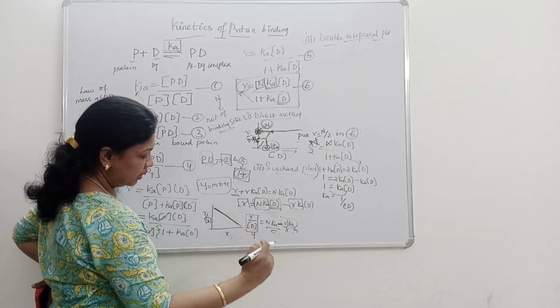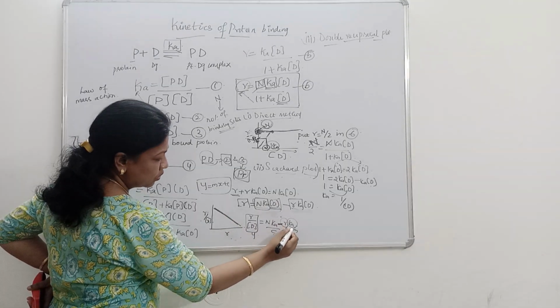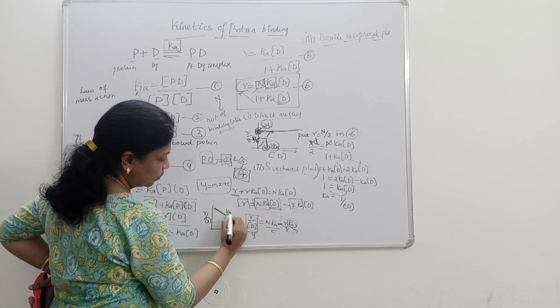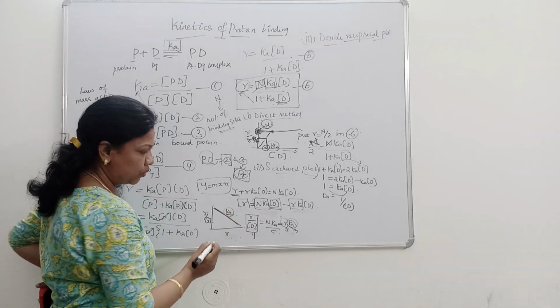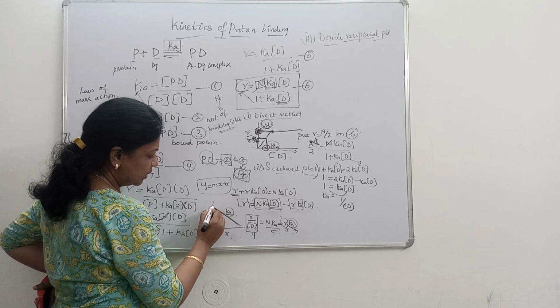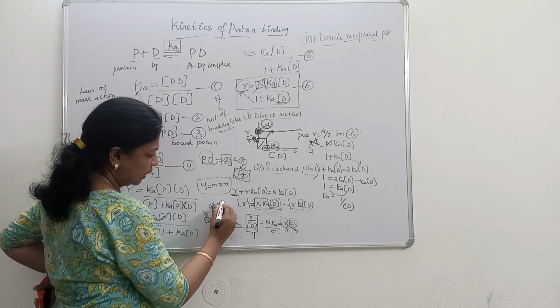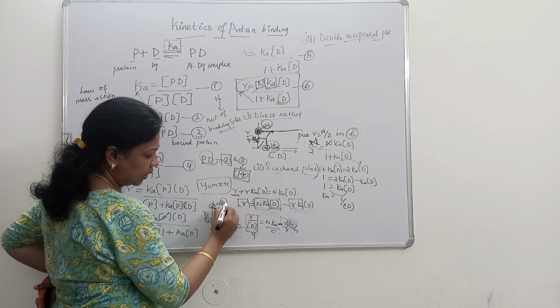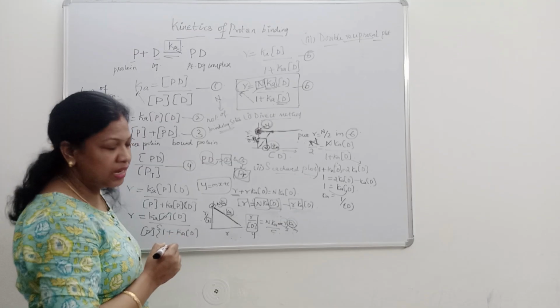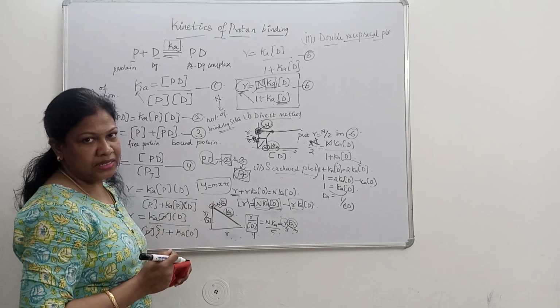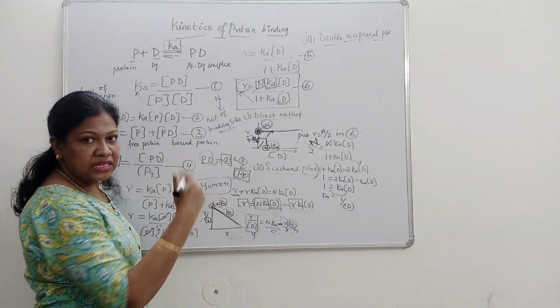It will be in a reducing way, whose slope will be Ka. So we can determine Ka from the slope. And when you extrapolate this to the y-axis, you will get n Ka. So we already calculated Ka, so n can be easily calculated from the intercept. So this is the Scatchard method.